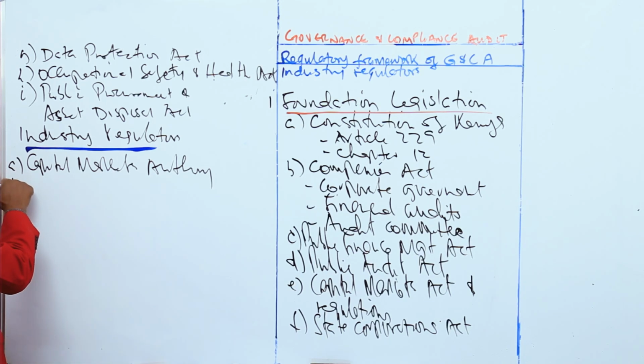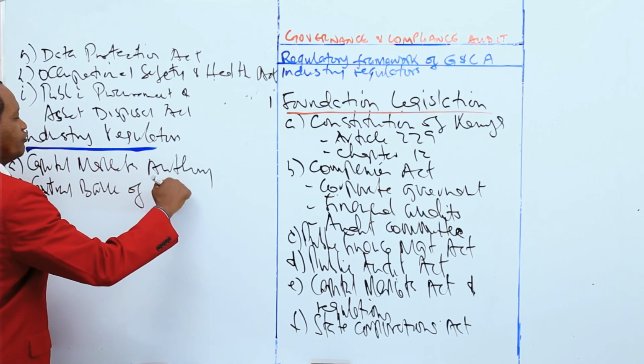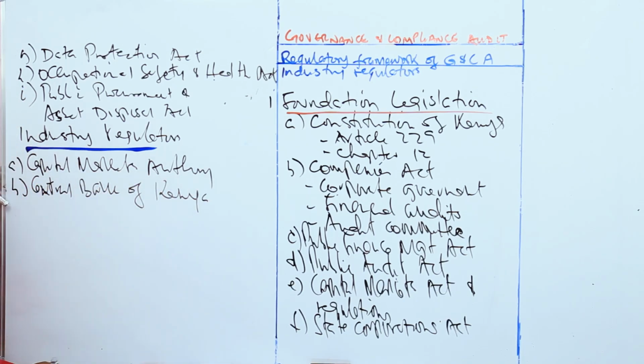Central Bank of Kenya, number 2. The Central Bank of Kenya is the second industry regulator, which regulates and supervises commercial banks, microfinance banks, and other financial institutions.